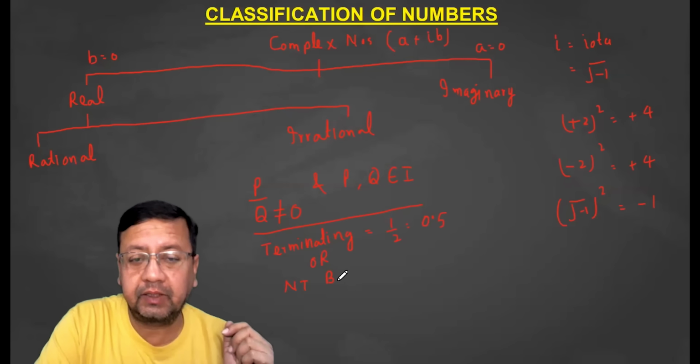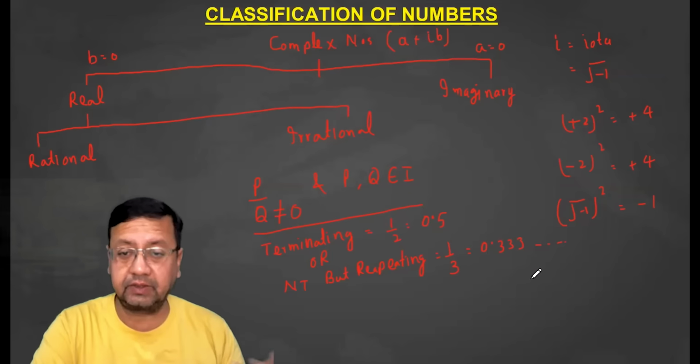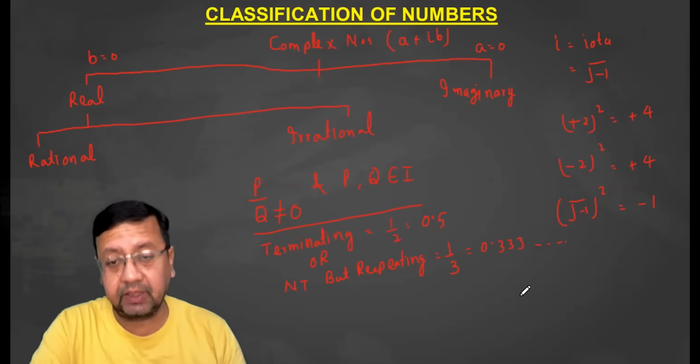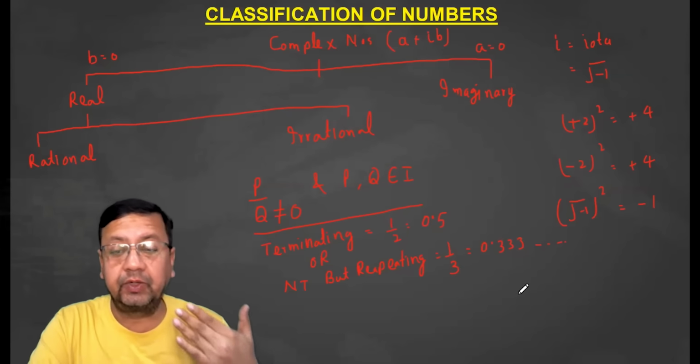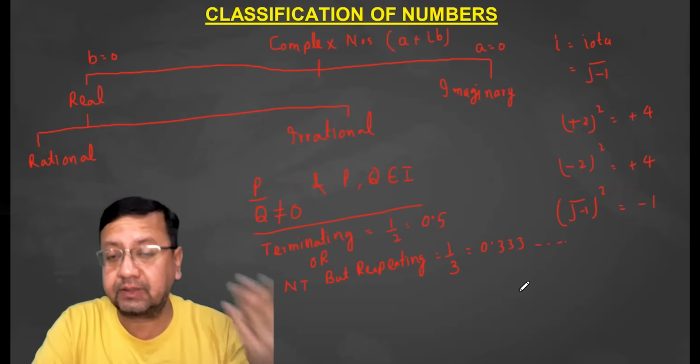Non-terminating, but this is repeating, right? For example, 1 by 3. So this is 0.333 and so on. You keep dividing, division will go on. There is no terminating point, right? But you are getting the same sequence, same pattern, step by step, right?